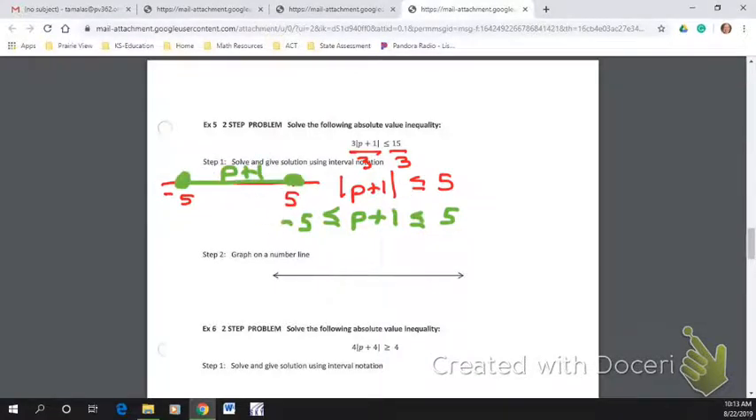Well, how do I solve one of these? Subtract a 1 from all three parts. So if I subtract a 1 from all three parts, what will I get?